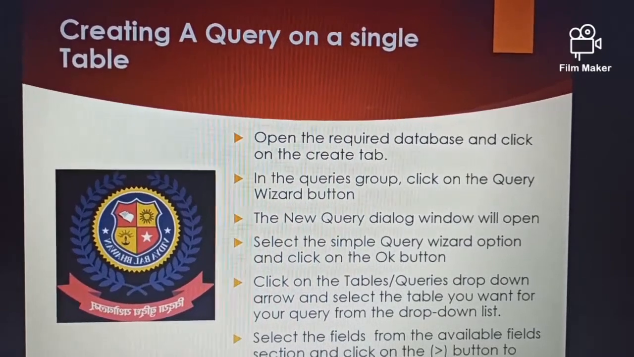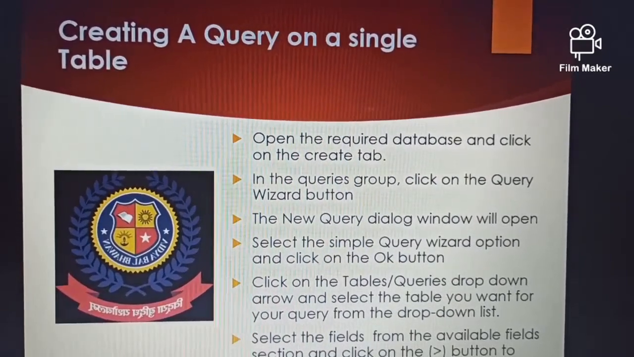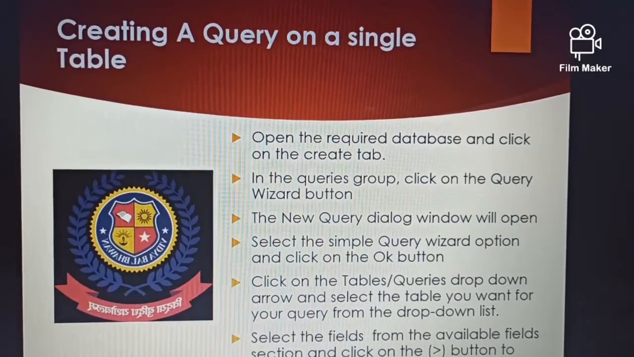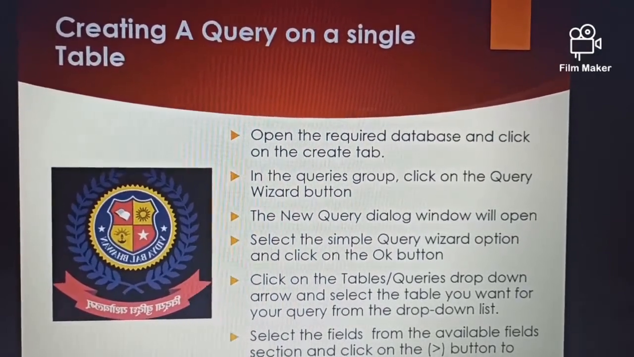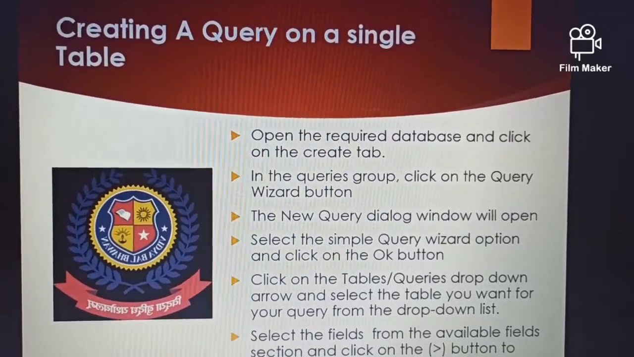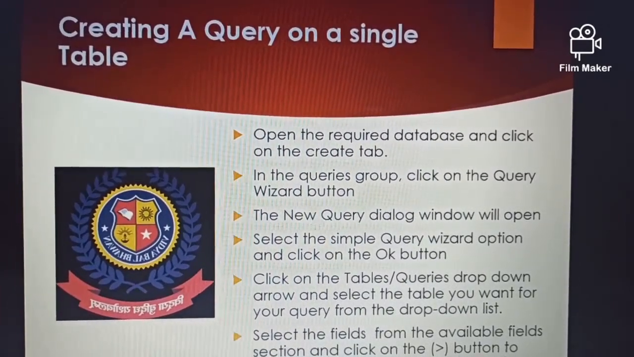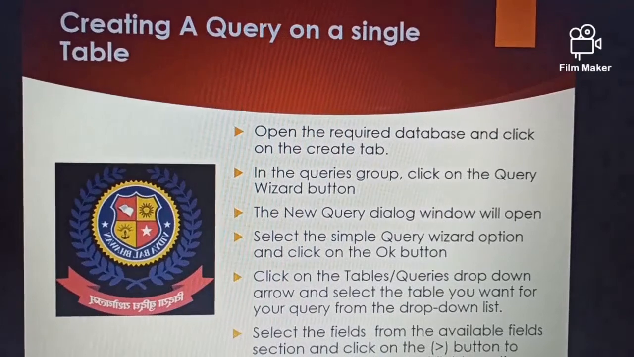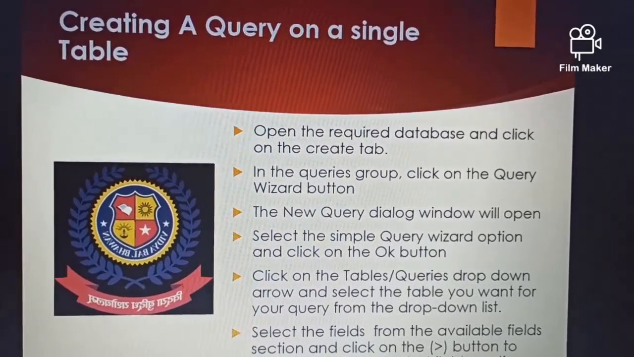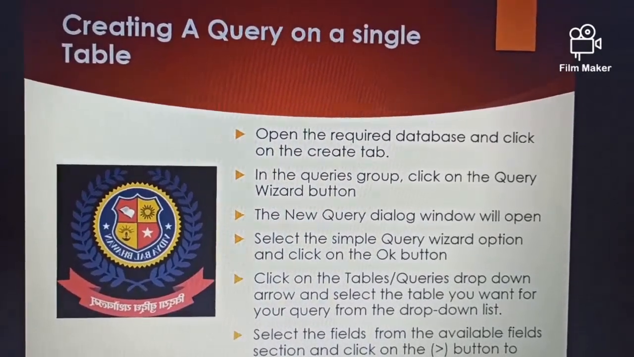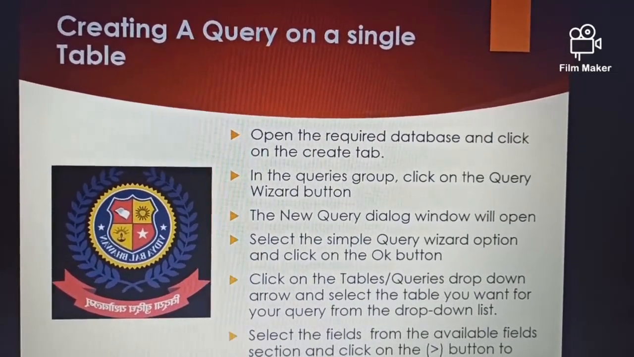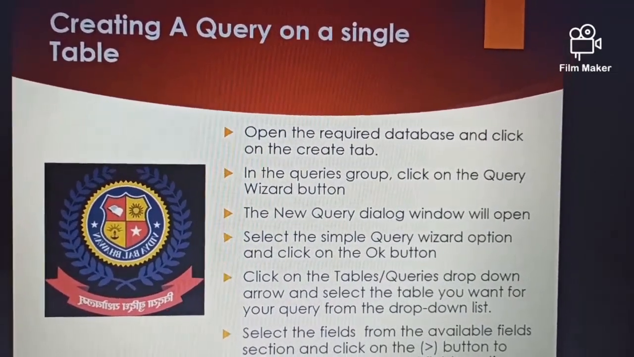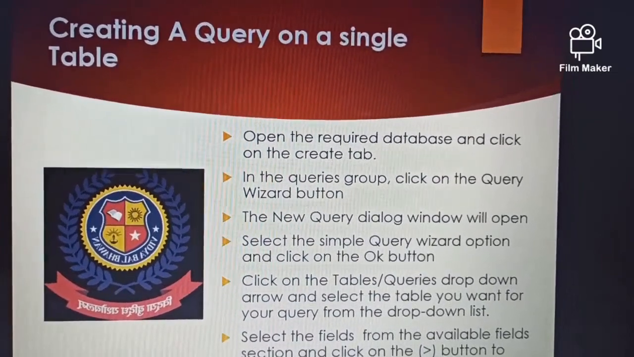So just click. The moment you click on the Query Wizard button, the New Query dialog window will open. In that dialog box, select the Simple Query Wizard option and click on the OK button. So the moment your dialog box opens, you will get one option, that is Simple Query Wizard. You have to just select that option and then click on the OK button.